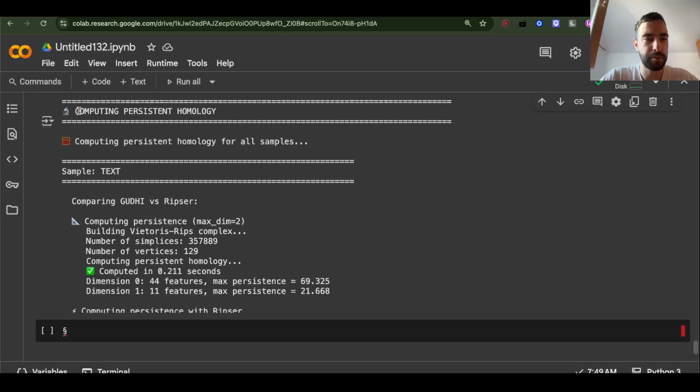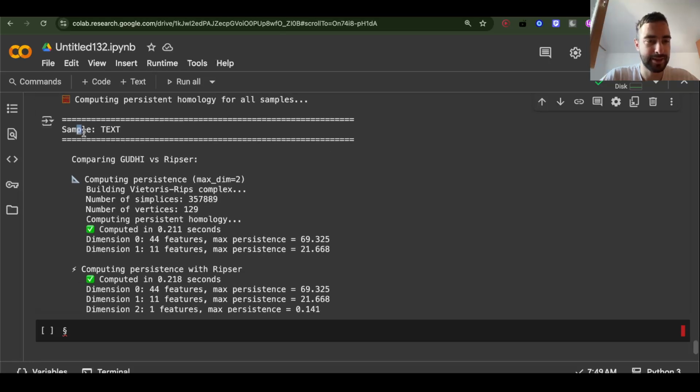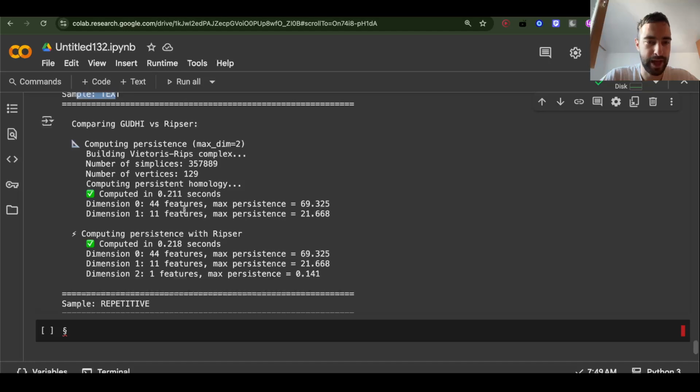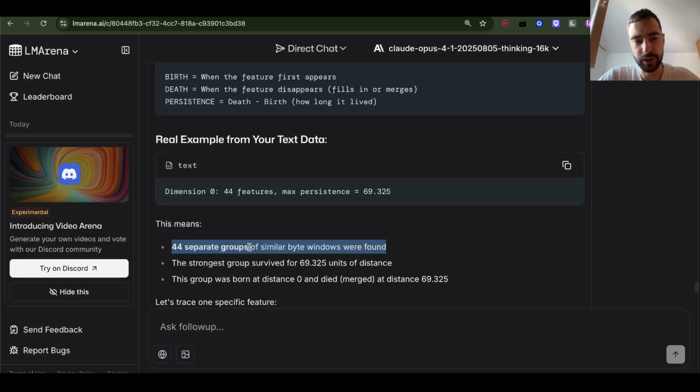This is what it's talking about, computing persistent homology. And here in the first example, we have 44 features, max persistence 69. No, it's not seconds. What is this? 69. This means 44 separate groups of similar byte windows were found. The strongest group survived for 69.325 units of distance. Okay. The group was born at distance 0 and died merged at distance 69.325. Maybe this was a window, these 4 points, that was furthest away from every other window.